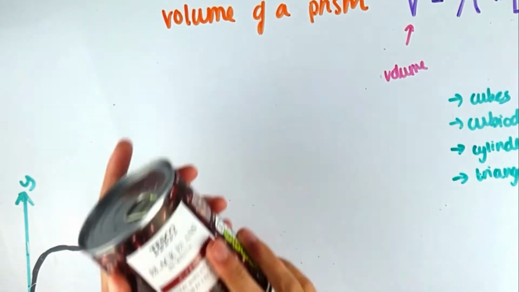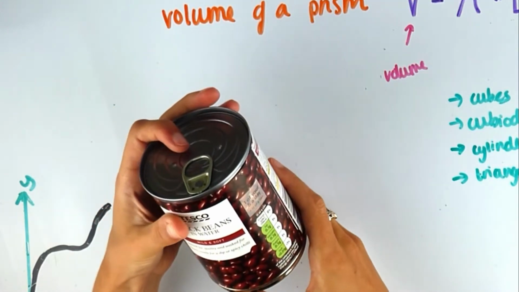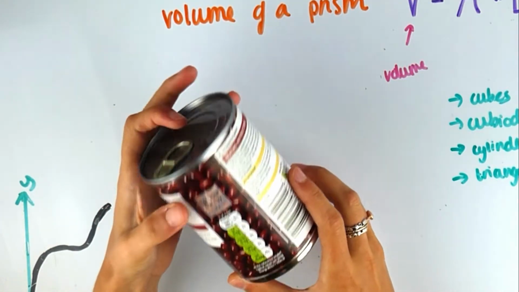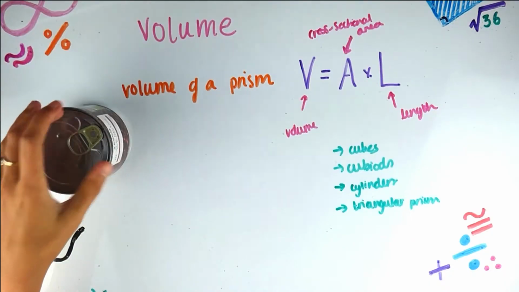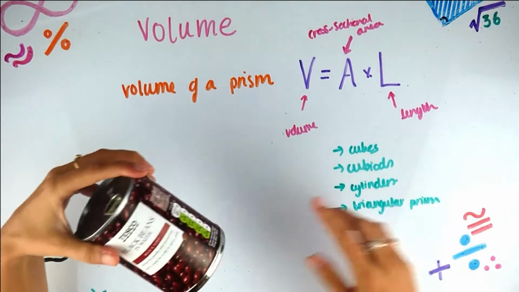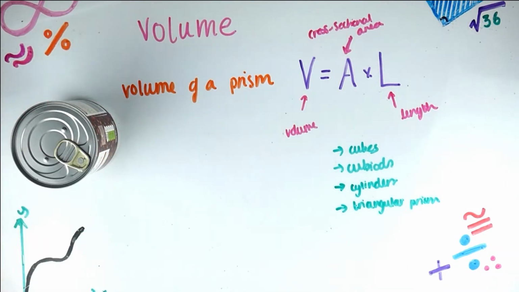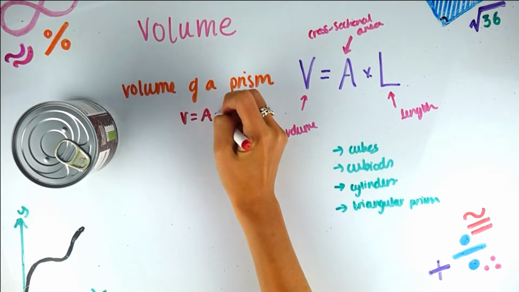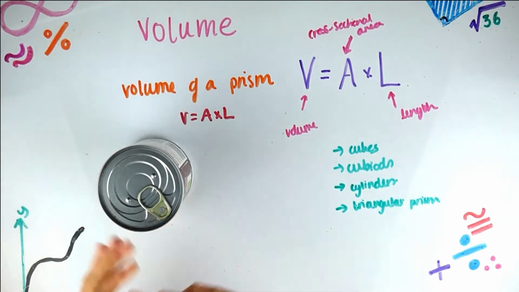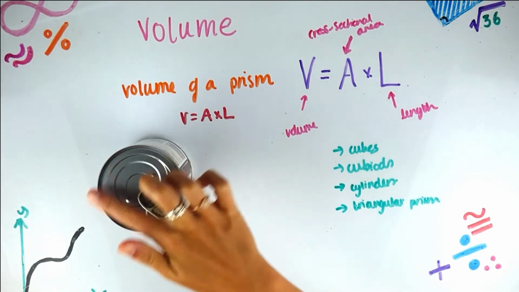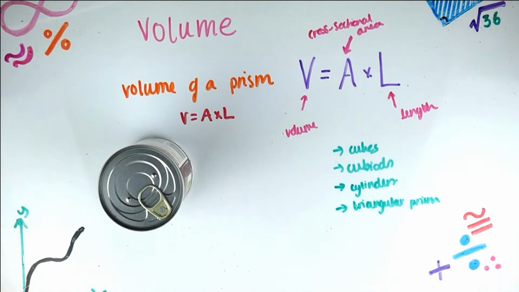So let's do another shape. So now I have this black beans in water, Tesco, mild and soft. Half cans, 1 in 5 a day, apparently. And this is a cylinder. So we're going to work out the volume of this exact cylinder. So first of all, we know that the formula is VAL, V equals A times L. And the cross-sectional area in this case is this circular face here. And then the length is multiplied by this. So we need to take some measurements.